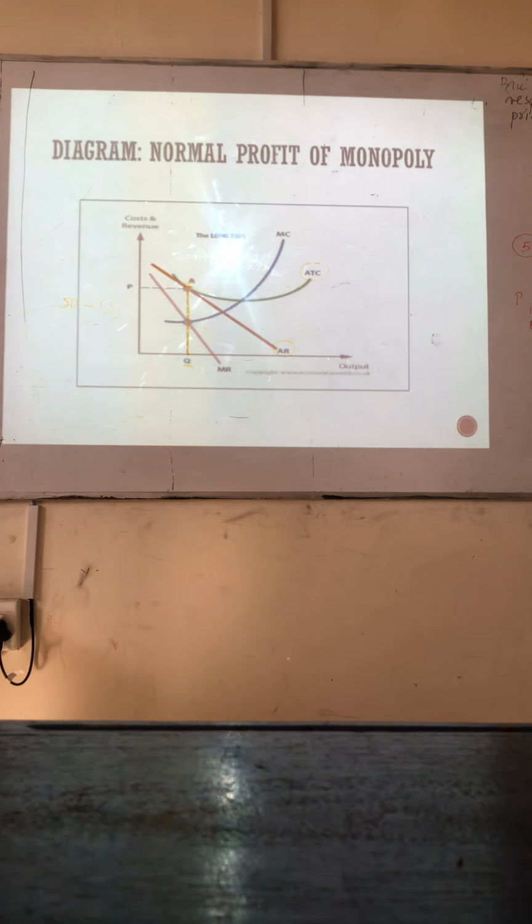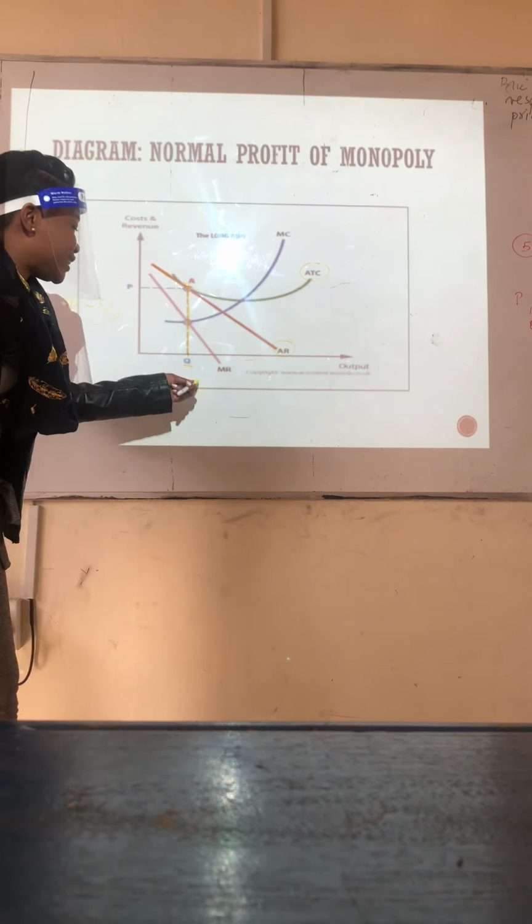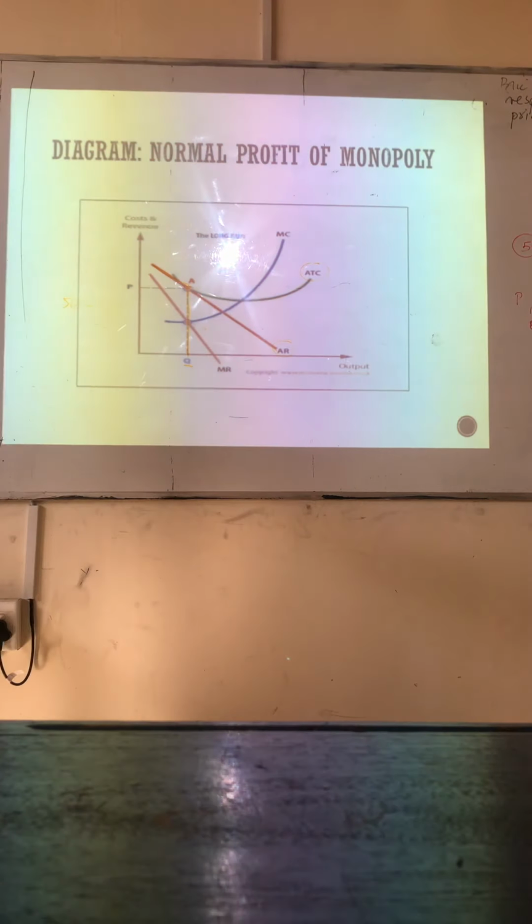You will enter an exam room. ATC will be touching AR there. They will say, what form of profit is this business making? It will always be this graph. And you want to say term 2 is challenging. Just for you to know, there are 3 graphs for a monopoly.